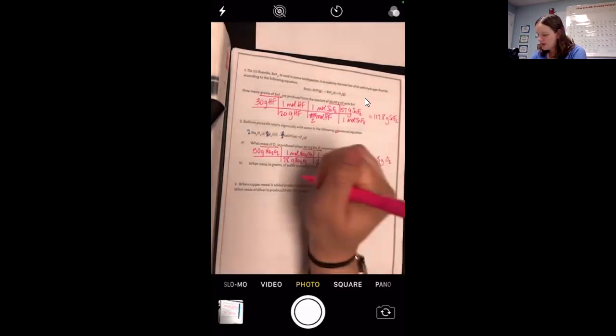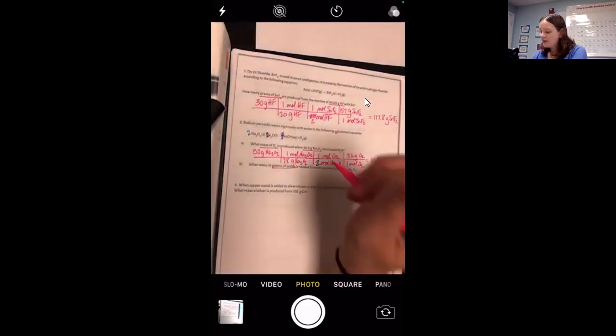Now we're going to figure out how many grams of water we would need to react with the 50 grams of Na2O2. So when it says react completely, that means what's the minimum amount of water I would need to totally use up my sodium peroxide.